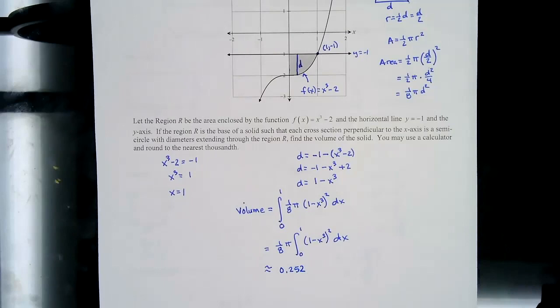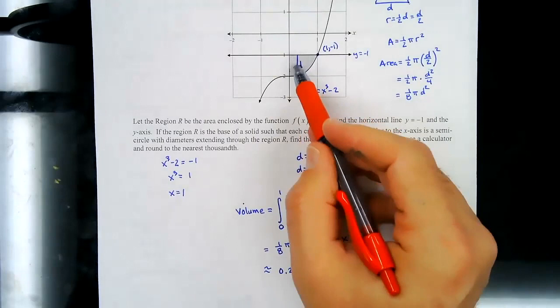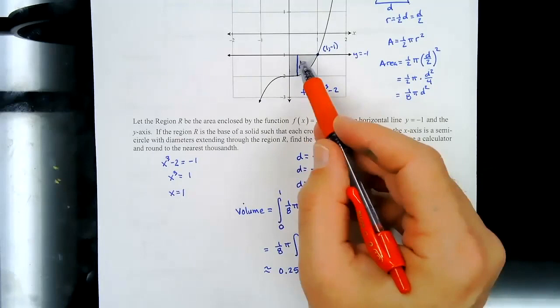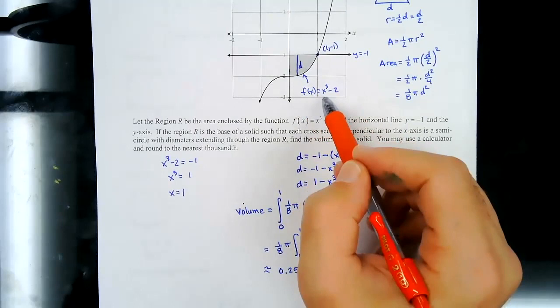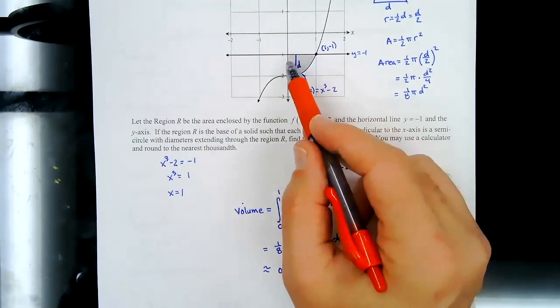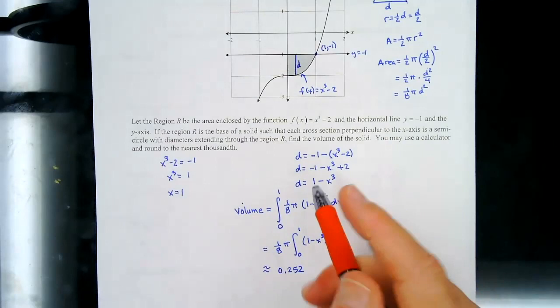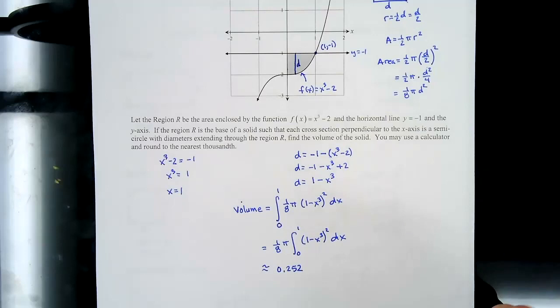Okay, so I want to say, I didn't do any that were perpendicular to the y-axis, but you easily could have. Instead of drawing our diameter this way, we would be drawing our diameter this way, and then we'd have to rewrite it so this is an x value, and this is an x value. So we'd have to solve this for x, and then we would just take this one on the right and this one on the left, and that would make up our diameter. So if we said perpendicular to the y-axis, we should be drawing our diameters this way.